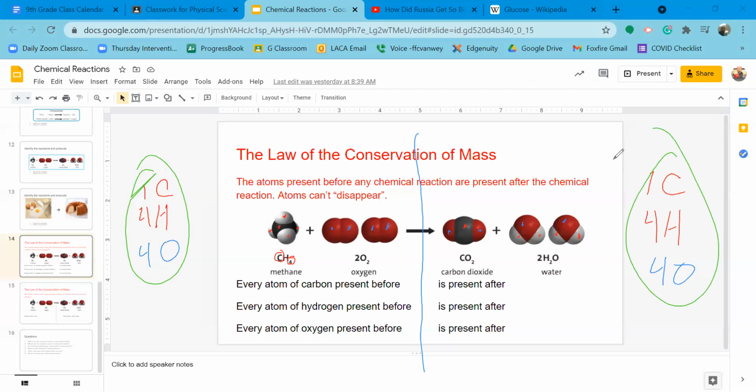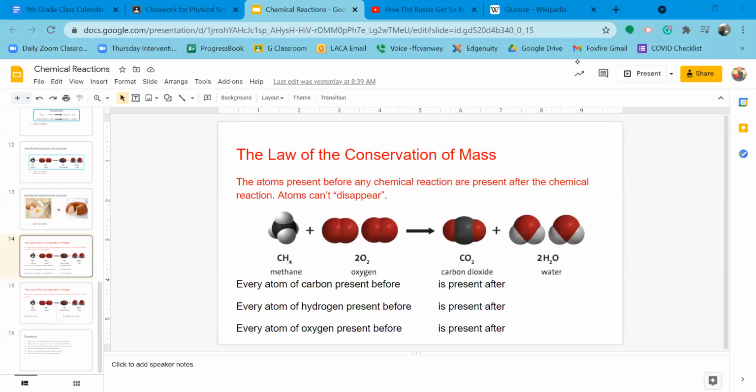I still have 1 carbon over here. I still have 4 hydrogens over here. I still have 4 oxygens over here. That is the law of the conservation of mass. The atoms don't disappear. They just unhook from each other. This oxygen doesn't hook to this oxygen anymore. Now it's hooked to some hydrogens. Right? This oxygen goes to hook to these hydrogens.